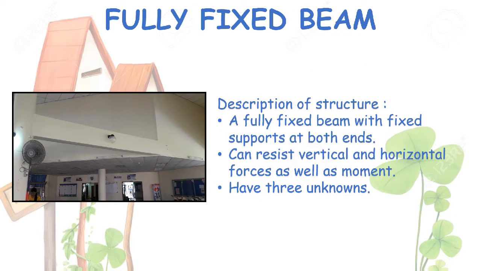The first support system that we choose is a fully fixed beam. A fully fixed beam is supported by fixed supports at both ends. It can resist both vertical and horizontal forces as well as moment. This beam has three unknowns at both ends.